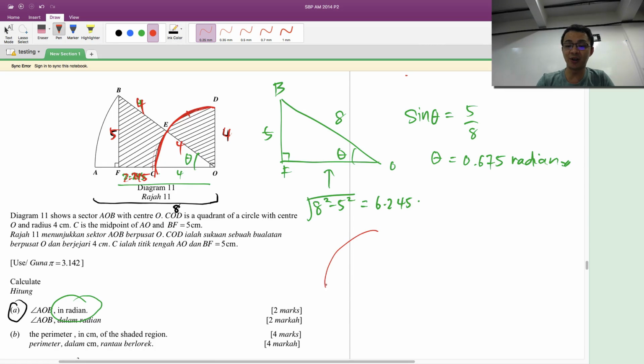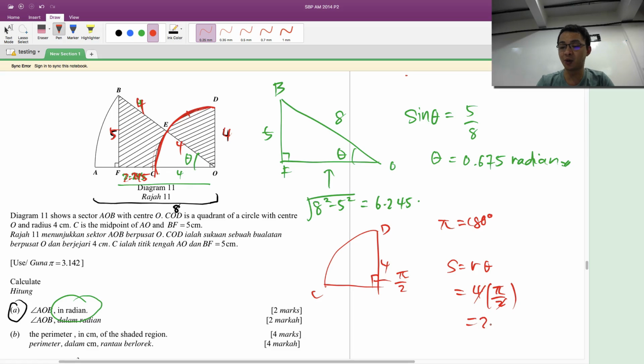So I have a quadrant that looks like this, and the radius is 4, this is 90 degrees. 90 degrees you should know is pi over 2 in radians, because pi equals 180, so pi over 2 is 90 degrees. I want to find the arc length from C to D, so I will just do S equals R theta. My R is 4, so 4 pi over 2, which simplifies to 2 pi. So the whole length here is 2 pi.